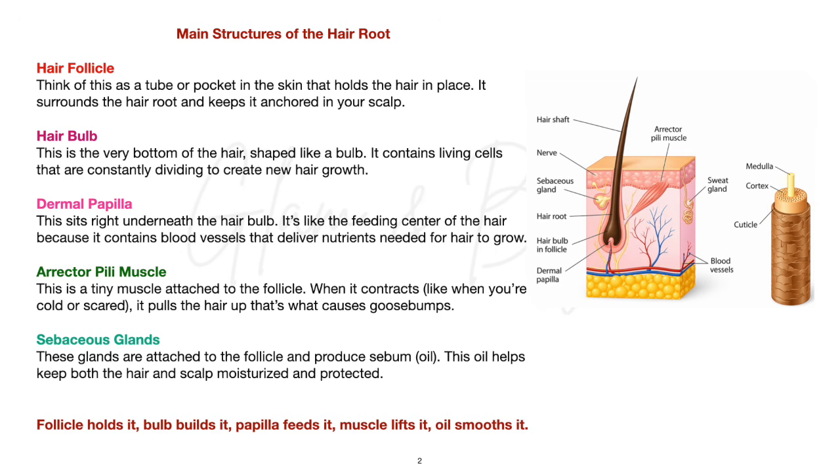Let's go over the main structures of the hair root, which will be the hair follicle, hair bulb, derma papilla, the erector pili muscle, and sebaceous glands. Now, the hair follicle, think of this as a tube or pocket in the skin that holds the hair in place. It surrounds the hair root and keeps it anchored in your scalp.